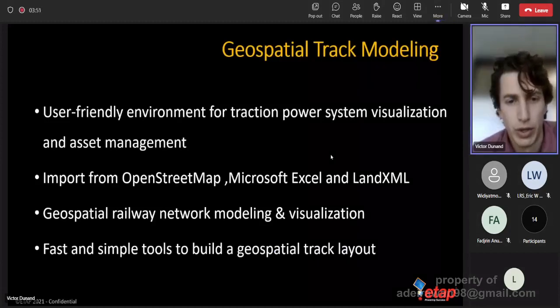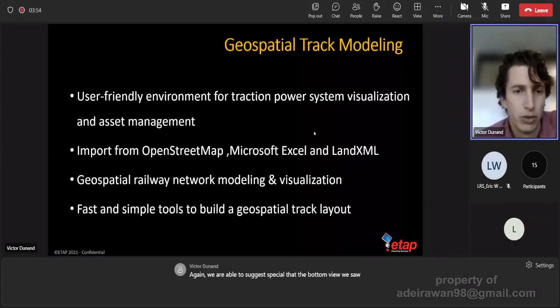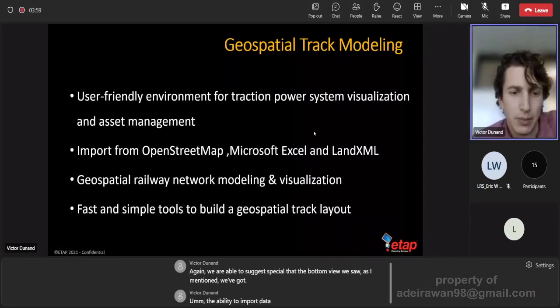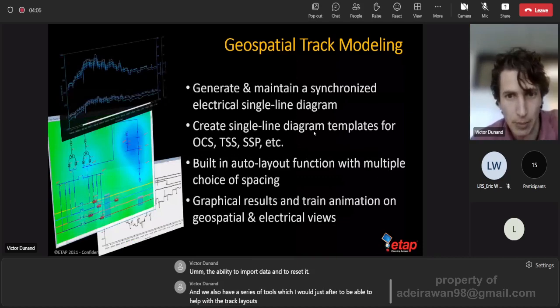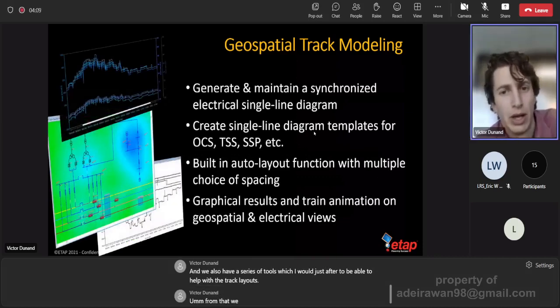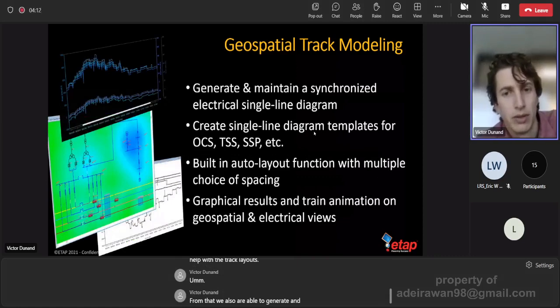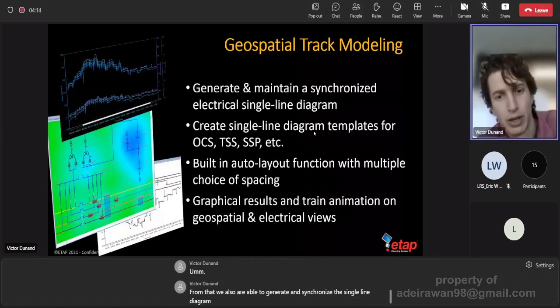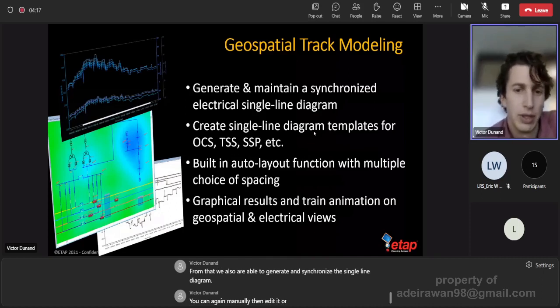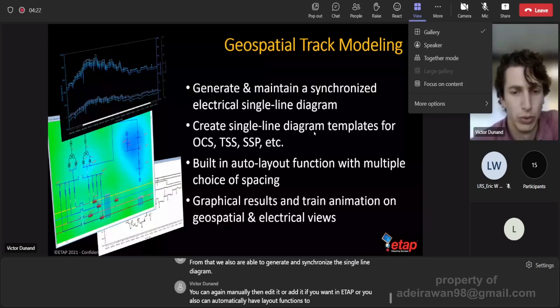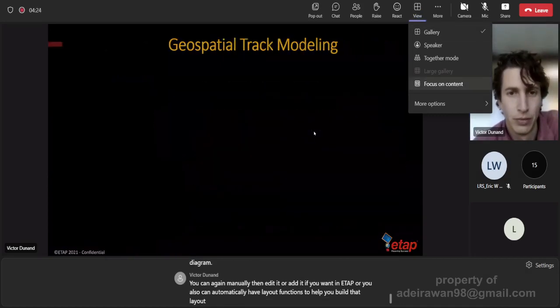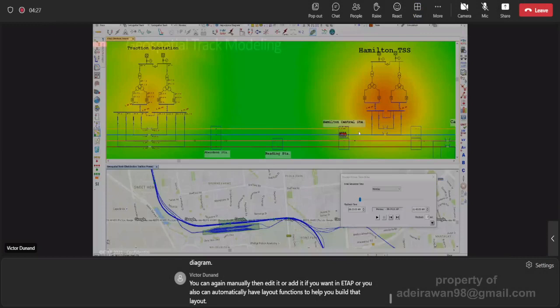Again, with geospatial, the bottom view we saw, as I mentioned, we've got the ability to import data and to visualize it. And we also have a series of tools, which are just after, to help with the track layouts. From there, we also are able to generate and synchronize the single line diagram. You can, again, manually edit or add to it in ETAP, or you also can automatically have layout functions to help you build that layout. So that's a better view of what's happening.